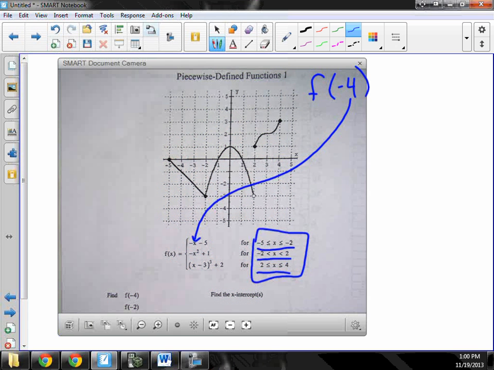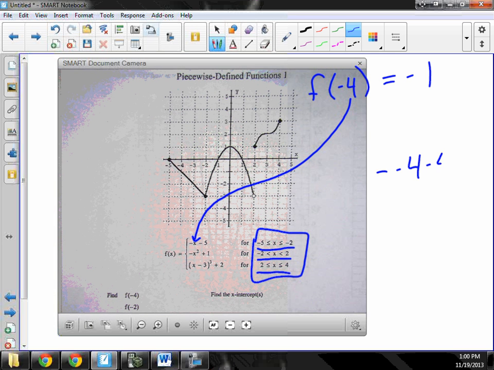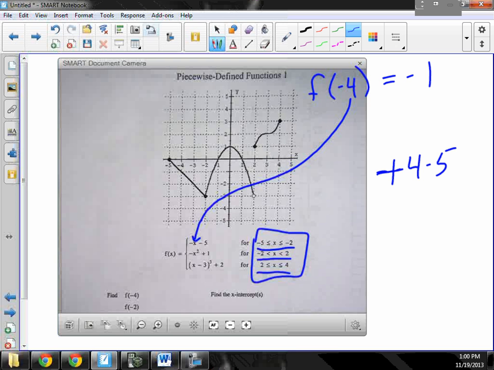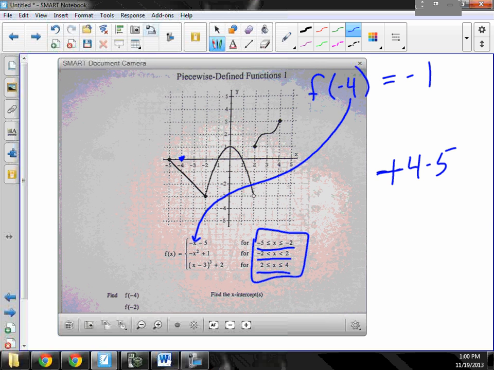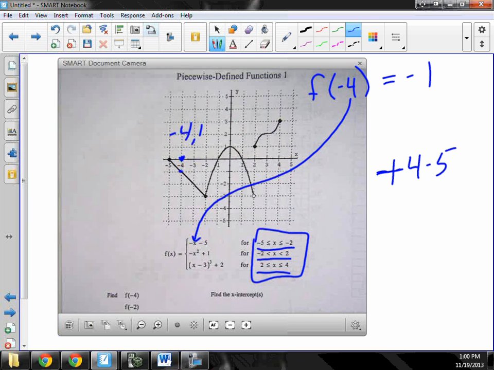So what is negative 4 minus 5? Negative 1. So the opposite of negative 4 minus 5, that's just 4 minus 5, which is negative 1. Well, I could have used the graph. If you go to x equals negative 4, what's the corresponding y value? So negative 4 comma negative 1, the answer is negative 1.